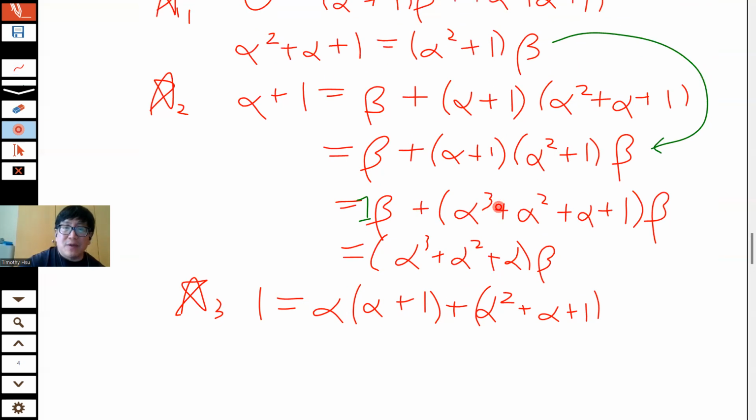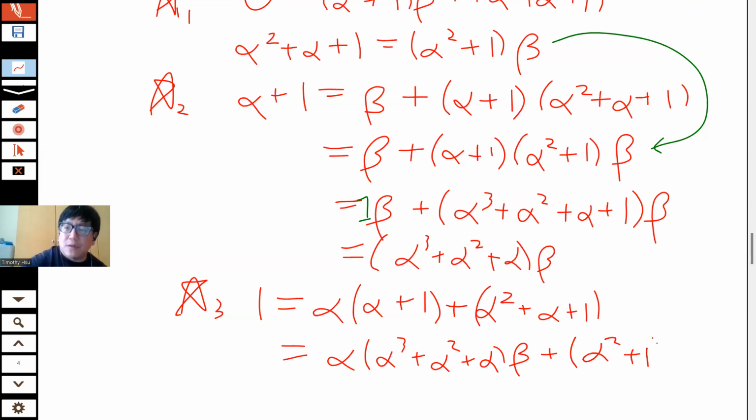And so fortunately, we have this. We've already solved for these other things. So alpha plus 1, we just said, was alpha cubed plus alpha squared plus alpha times beta. And then alpha squared plus alpha plus 1 was alpha squared plus 1 times beta. So that was copied over here, and this was copied over there.